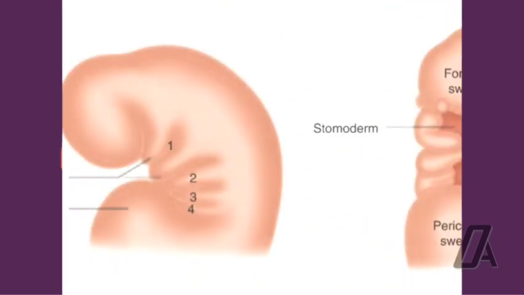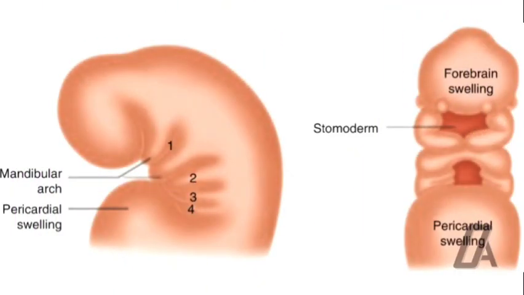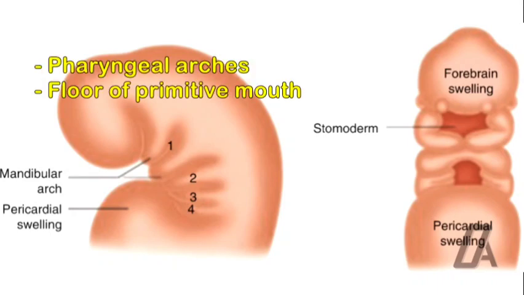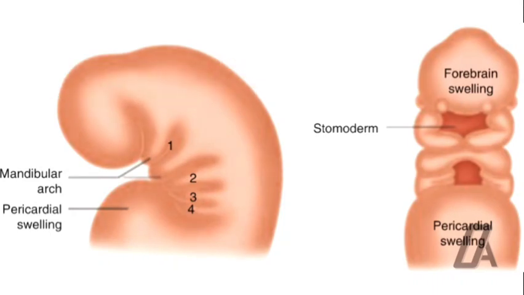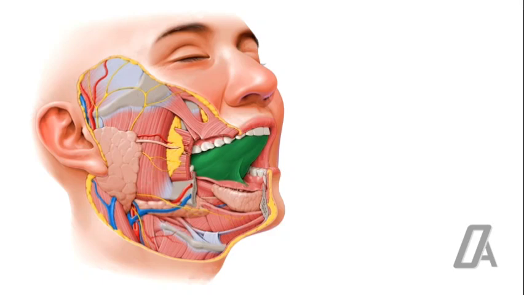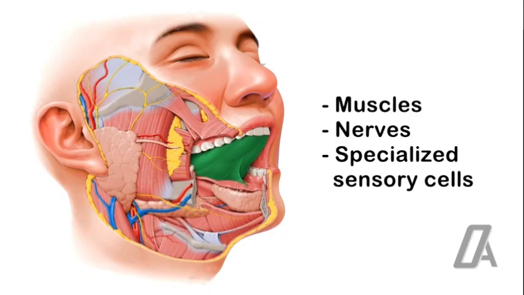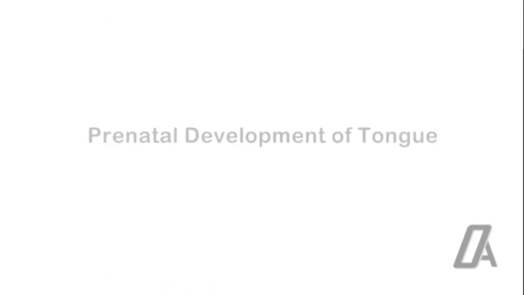The tongue develops from several embryonic structures. These include the pharyngeal arches and the floor of the primitive mouth. This process involves multiple tissue types, including the muscles, nerves, and specialized sensory cells.